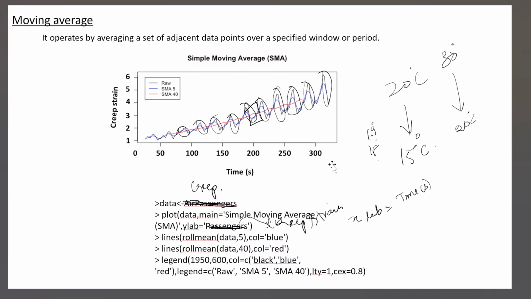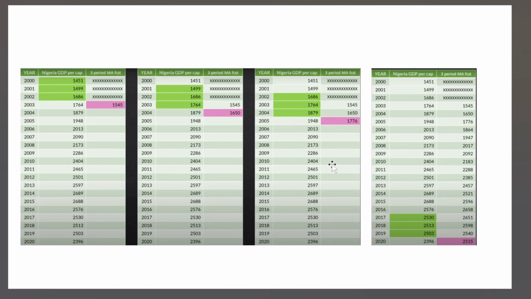So that is how the simple moving average works. Here is the GDP per capita of Nigeria. If you use a 3-point moving average, it takes three data points and averages them out. You can see 1451, 1499, 1686. It takes all three and averages them, giving us 1545.